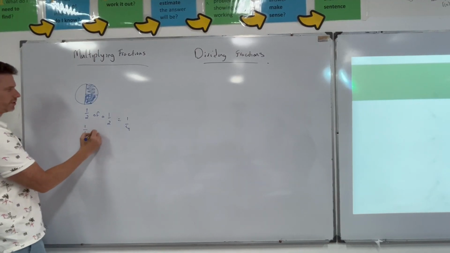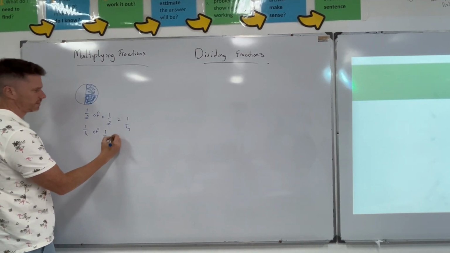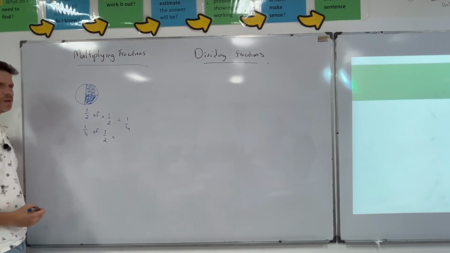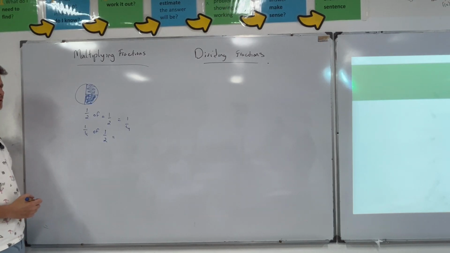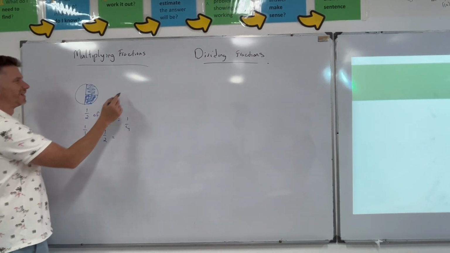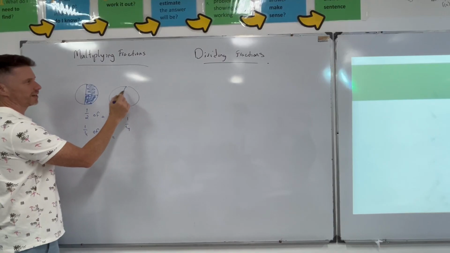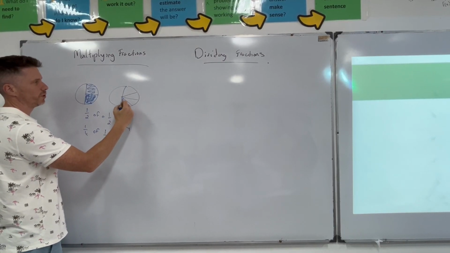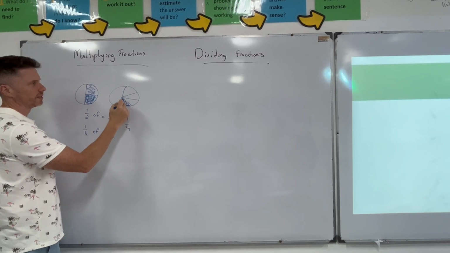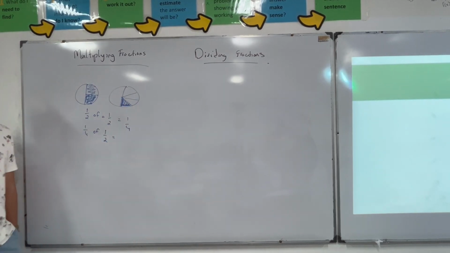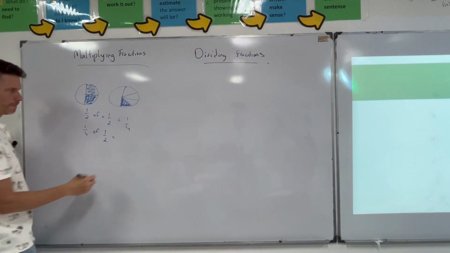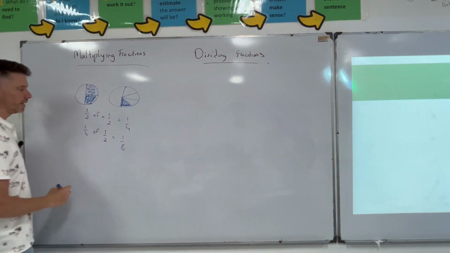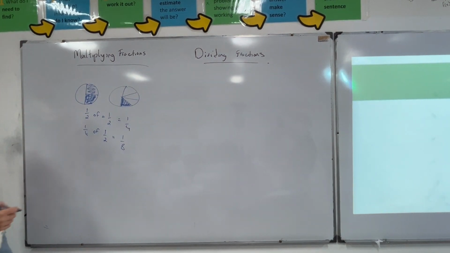What's a quarter of a half? Well, that's a half again. If I split this up into quarters, that's 1/4 of the half, isn't it? 1/8. That's 1/8, yeah. 1/4 of a half is 1/8. Okay. Is there a quicker way of doing this without drawing?